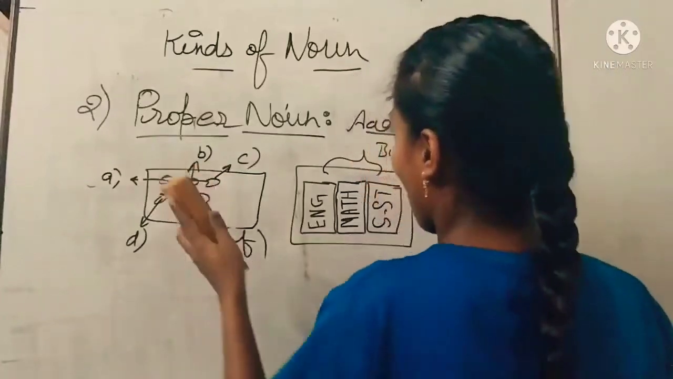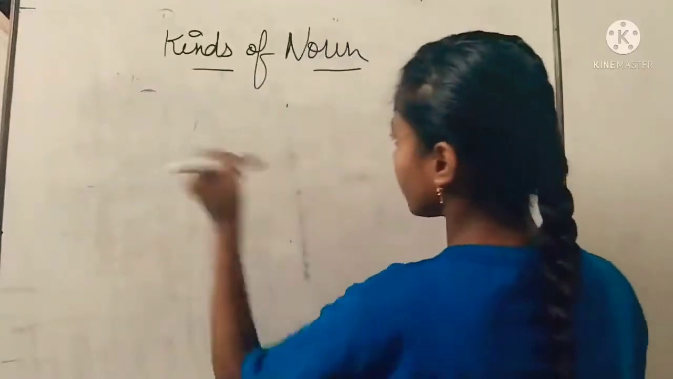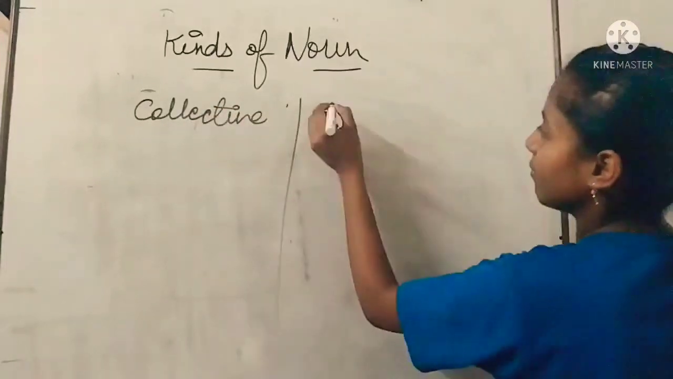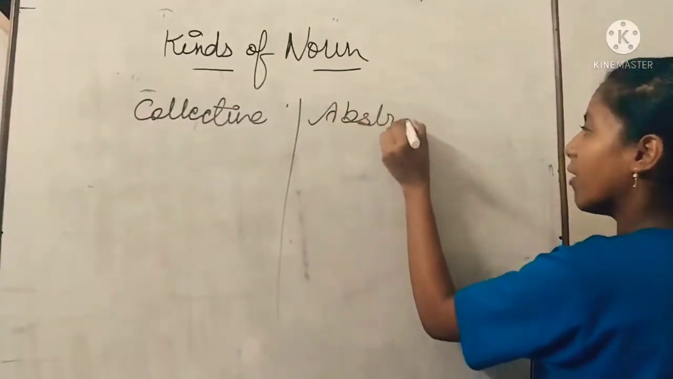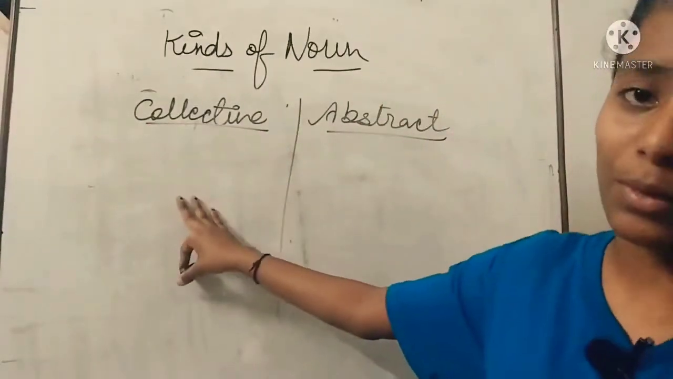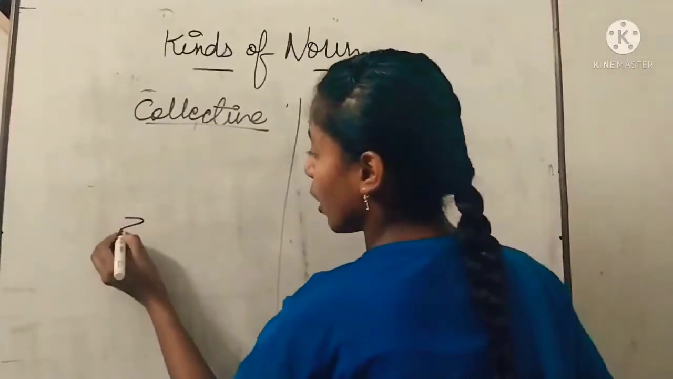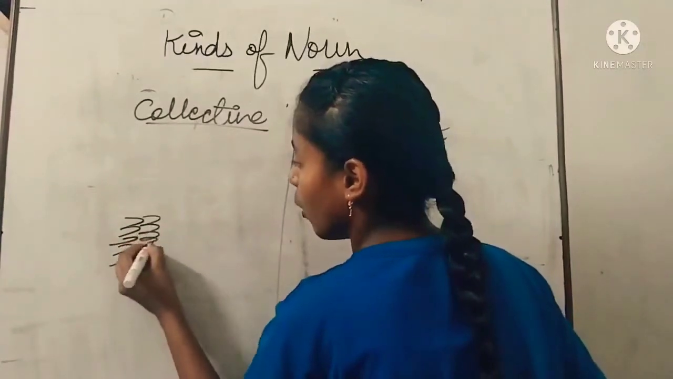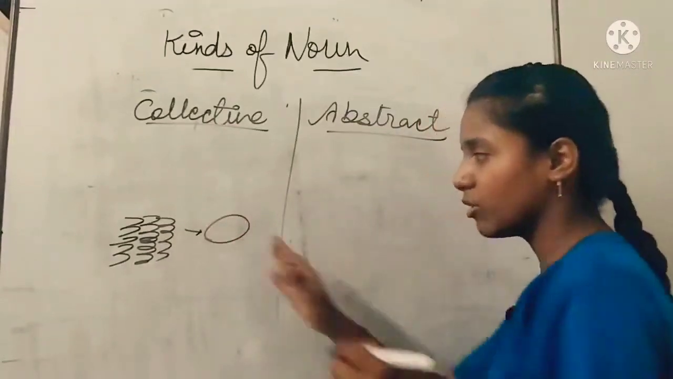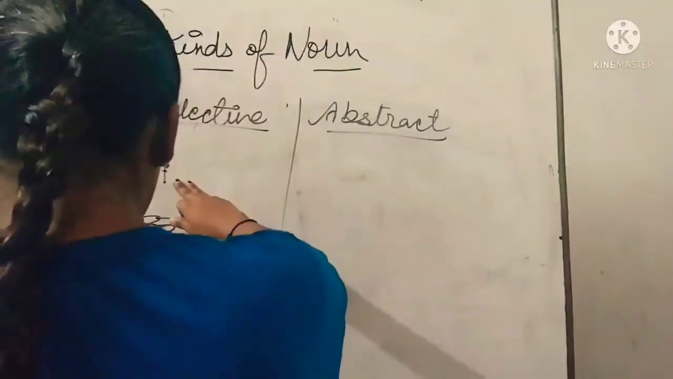Now let's move further to understand quickly the 2 things that we have: collective noun and abstract noun. Collective noun, simply, is when there is something like a breed. You have seen animals walking together in groups. So their group has a name. Here is a good example, let me draw, then I'll tell you.